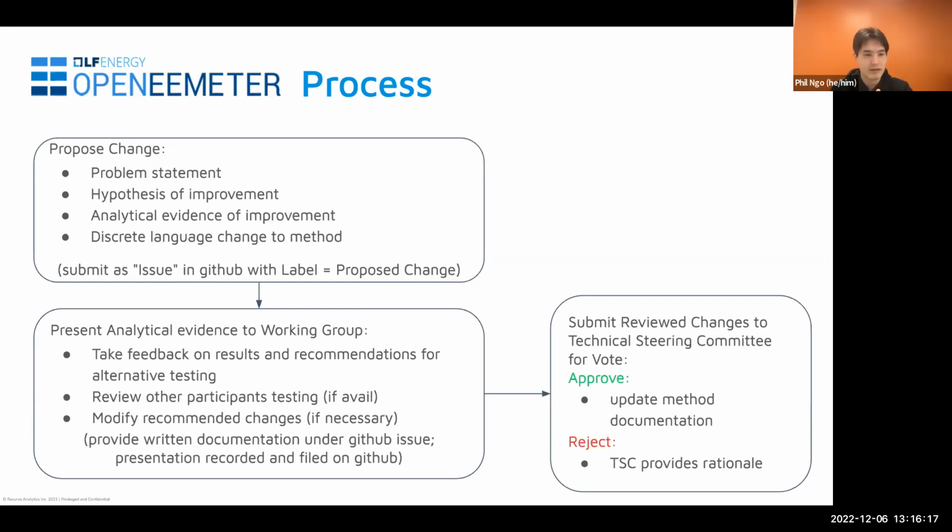We back it with analytical evidence that it is an improvement, and also that it doesn't negatively impact other parts, since some changes may have cascading effects. And then finally, and very importantly, we tie that to a discrete change to the language of the method. That might be striking a sentence and replacing it with something new. It might be adding a paragraph. It might be adding a section. But that's an important way that we keep this concrete.